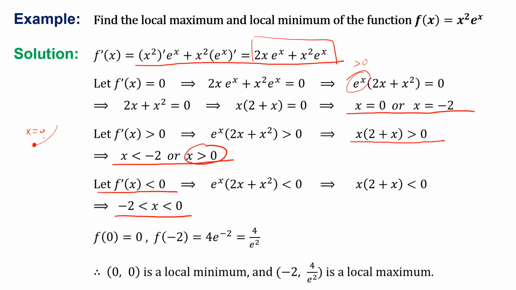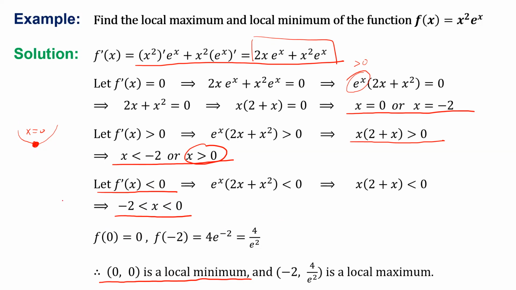And after that, when x is greater than 0, the first derivative is always positive. So this function will act like this in the vicinity of this point, right? And before that point, the first derivative is always less than 0. So in the vicinity of x equals 0, this function always has a negative first derivative before it. Therefore, x equals 0 is a local minimum, right? When x is 0, f(0) is 0. So (0, 0) is a local minimum.